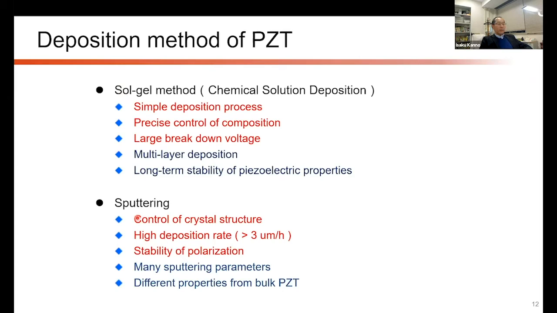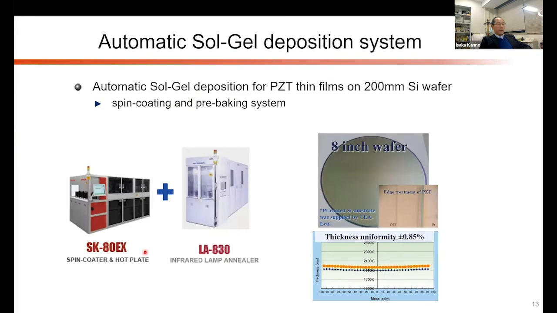So Sol-gel and sputtering are the most popular thin film processes, and both of them are used in commercial production. In the case of the Sol-gel process, large-scale deposition is possible by using this type of mass production system. As you can see, very uniform, micrometer thick PZT thin films can be produced onto an 8-inch silicon wafer. This technology is used for the fabrication of piezo MEMS devices such as inkjet printers and so on.